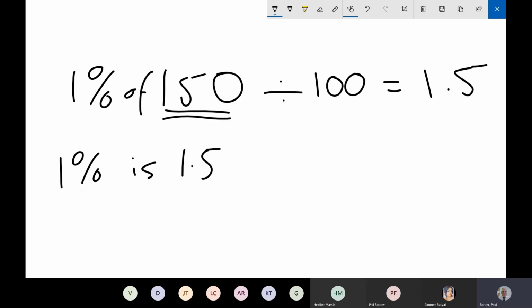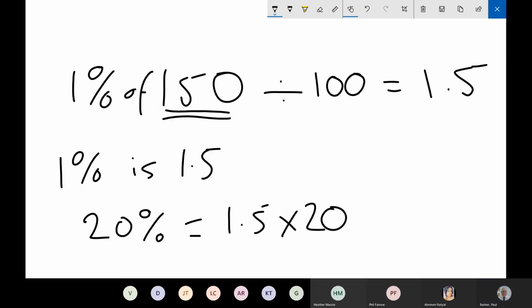We've just worked that out by taking our total and dividing it by 100. If we know that 1% is 1.5, hopefully you can see that if we want 20%, we just want 20 of those. If you want 20 of something, all we do is take that 1% and multiply it by 20, which in this case gives us an answer of 30. The parking attendant said there were 32 red cars. We just worked out that 20% is 30. So we know the parking attendant is not correct.